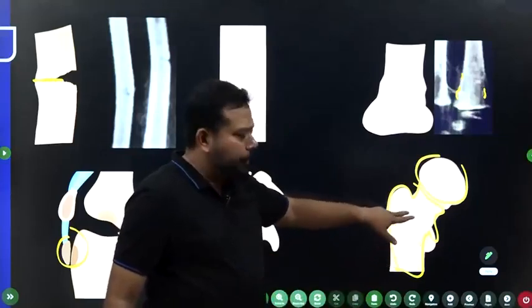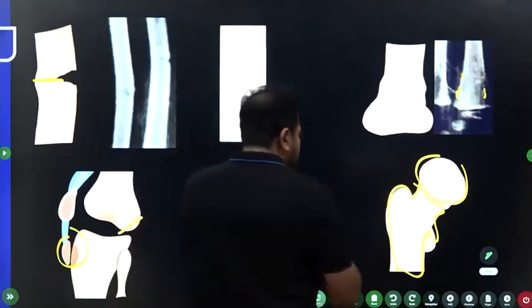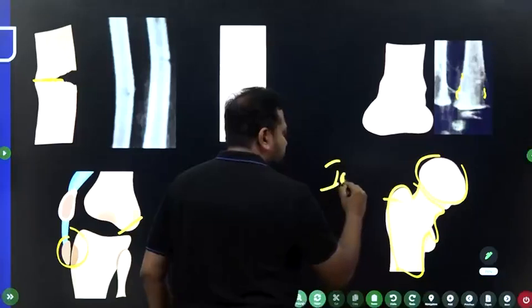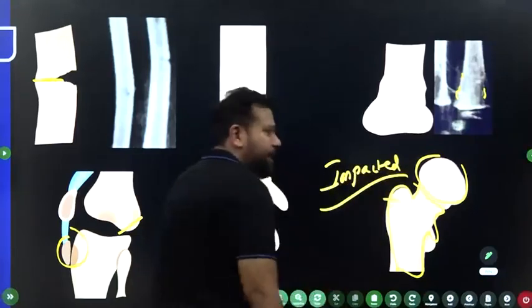Okay. So you see, the proximal fragment got impacted into the distal fragment. So this fracture is called impacted fracture. This is another atypical fracture, impacted fracture.